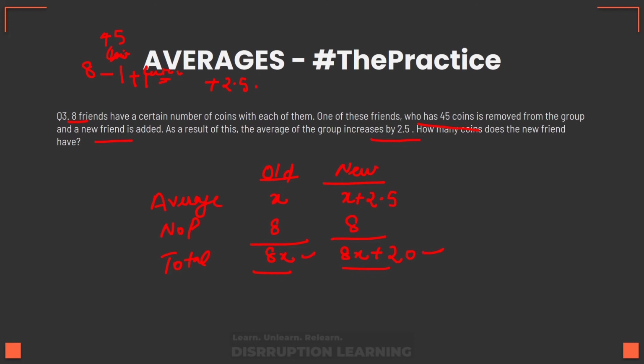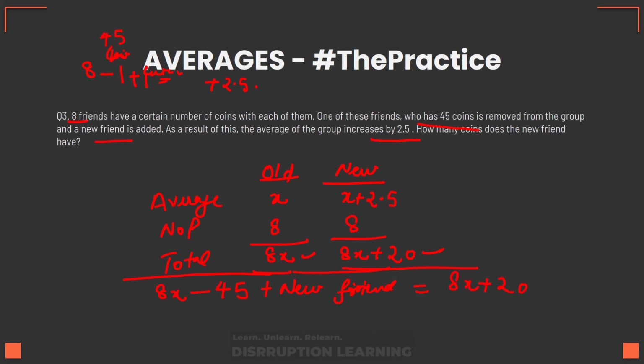Now I know that from 8x, I have decreased 45 coins. The older friend had 45 coins, plus I have the new friend. Now, if I decrease 45 and add the coins of the new friend, the total becomes 8x plus 20. I hope this equation is very clear.